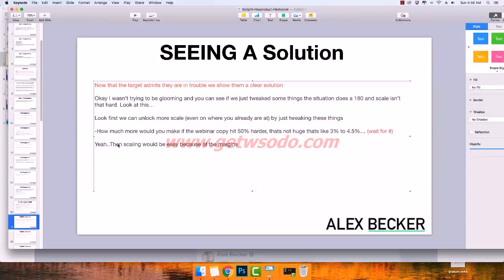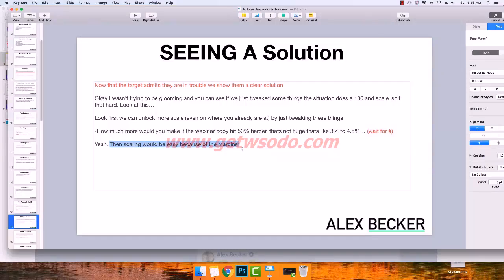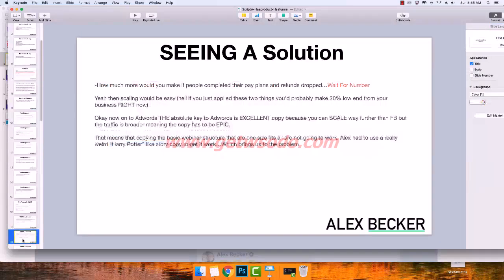And then scaling on ads would be really easy, because the key to scaling ads is the ads have to make a lot of money. And that will give you that profit margin to scale. Okay, what would happen right now with your current business if people just completed their payment plans and refunds dropped? Wait for the number. Okay, then again, scaling would be easy because that would open up so much more profit margin for you to scale with.